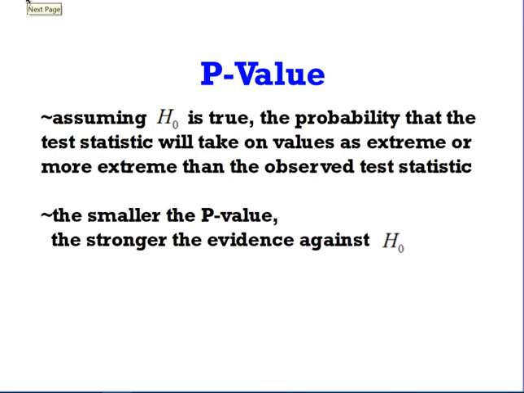This p-value, p standing for probability. Okay, this probability value, assuming that the null hypothesis is true, is the probability that the test statistic will take on values as extreme or more extreme than the observed test statistic. So basically, if we get data that says, whoa, we're way off, we would say something about that null hypothesis, and we would do that by getting a p-value. Now, the smaller the p-value, the stronger the evidence against this H0. And by a smaller p-value, I really mean a really small area underneath the normal curve.